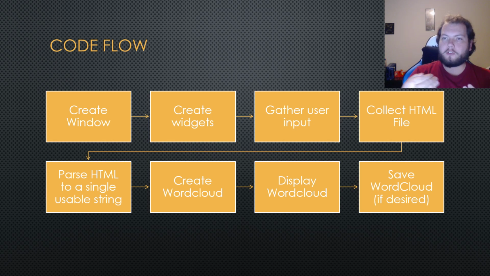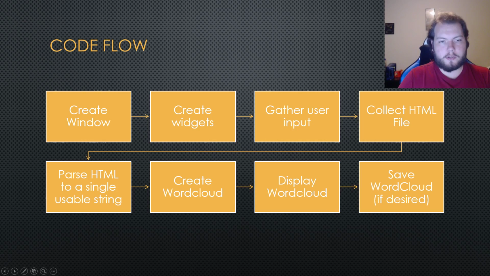We take in all the user input from the page whenever they press the button. We get the HTML file from the web page that we're given. We parse it down into a single usable string. We create the word cloud and we display the word cloud. There's also an option to save it within the program if you desire.